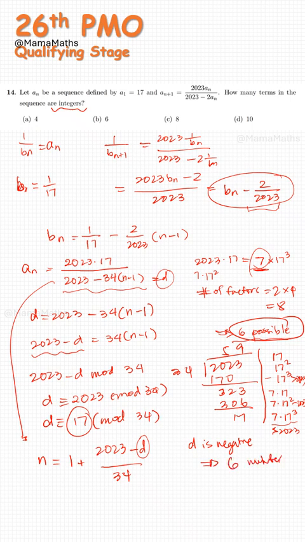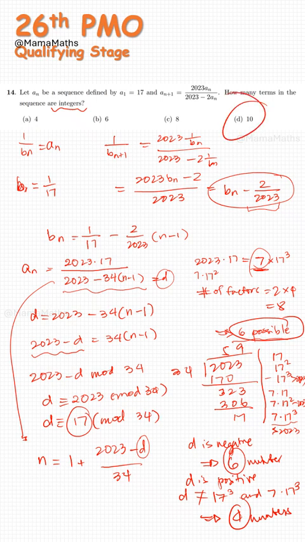Now, if D is positive, we must not include 7. D must not be equal to 17 cubed and 7 times 17 cubed. So there will now be just 4 numbers. So in total, 6 plus 4, that's equal to 10. Okay, so the answer should be 10.